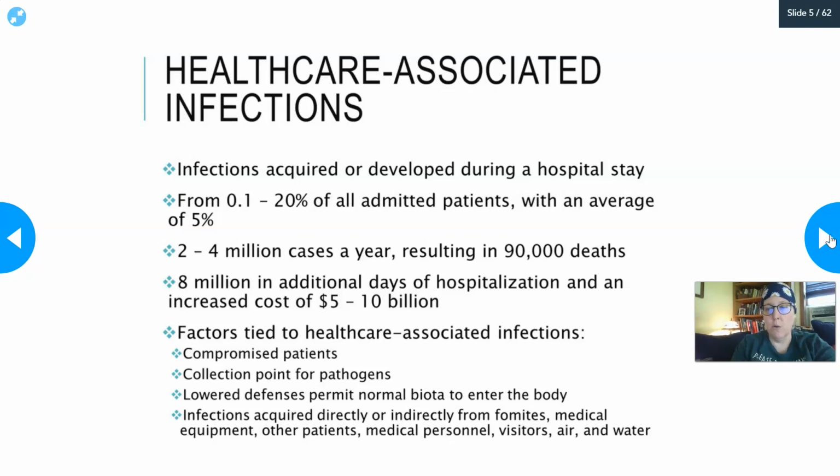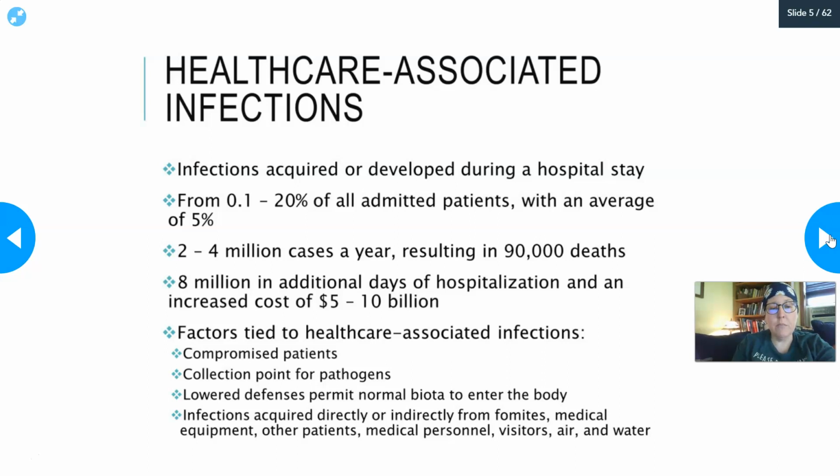So that is quite a serious thing for those 90,000 people that have died from it, obviously. And this is something that we can play a role in preventing as healthcare professionals. It causes 8 million additional days of hospitalization and an increased healthcare cost of $5 to $10 billion a year.